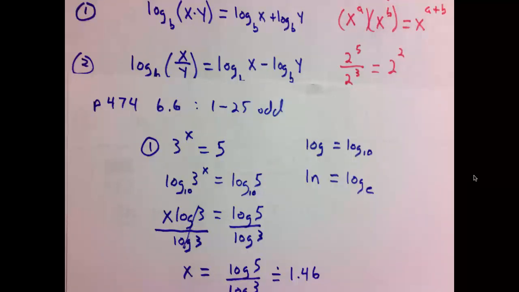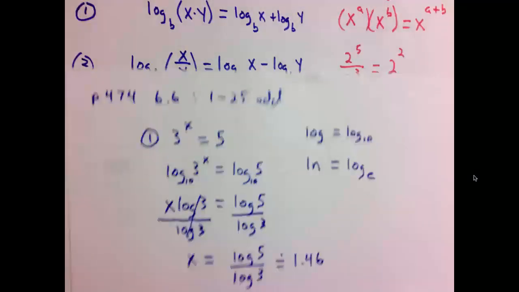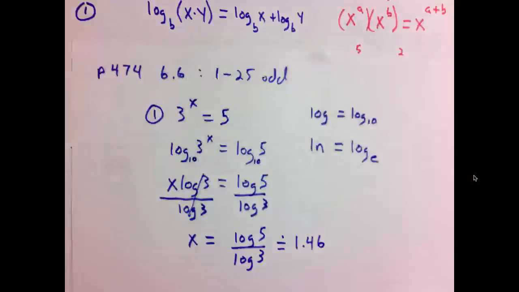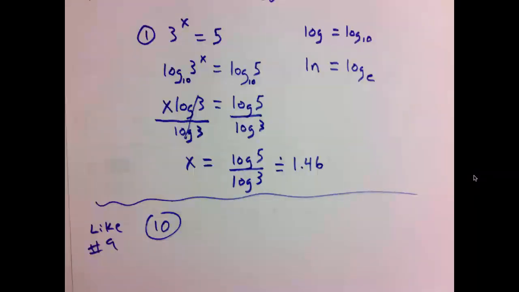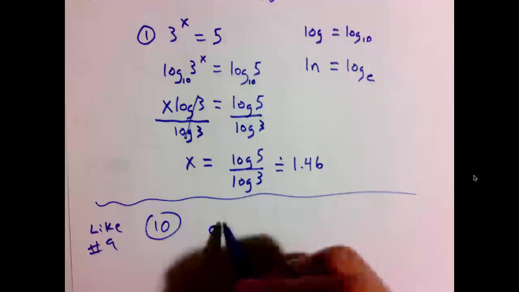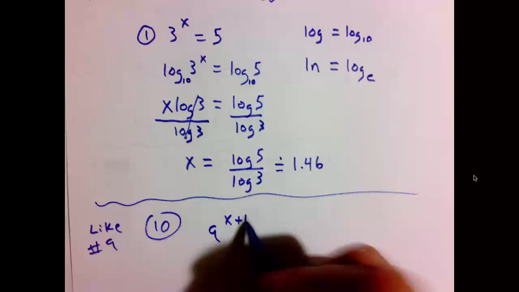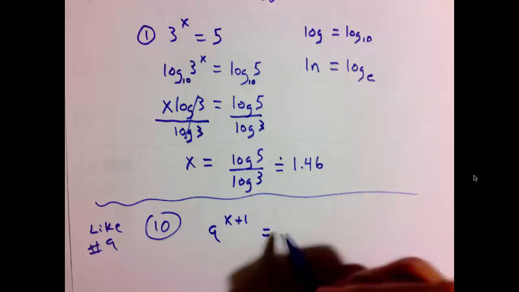Many of these next ones are going to be exactly the same. 1 through 8 you'll handle exactly that same way, but we're doing 1 through 25 odd. I'm now skipping down to number 10. Number 10 will be very similar to your number 9. Okay, number 10 says 9 to the power of x plus 1 is equal to 3.